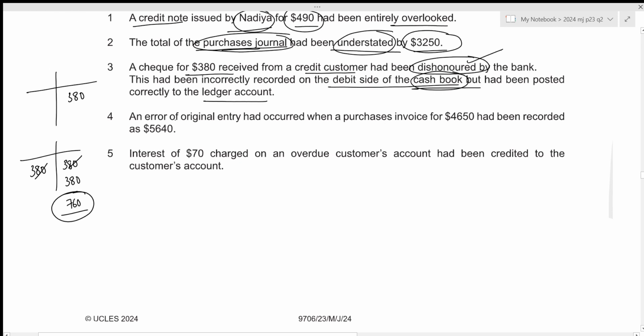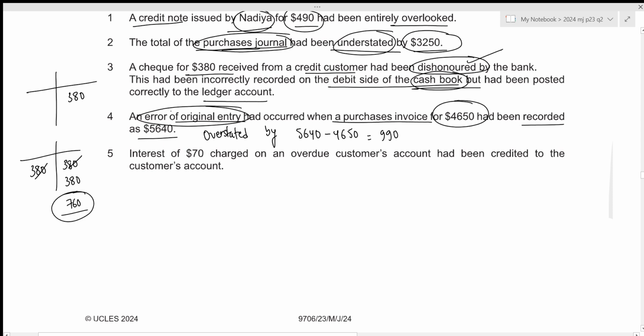For the fourth one, an error of original entry had occurred when a purchases invoice for 4,650 had been recorded as 5,640. So we have overstated it, and it has been overstated by 5,640 minus 4,650, which is 990. And we are talking about an error of original entry, which means that this will affect both our control account as well as the ledger balances. And these are being overstated, which means that we now need to subtract the 990 in order to reduce our trade payables amount from both the control account as well as the ledger balances.